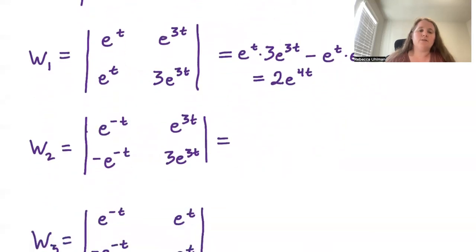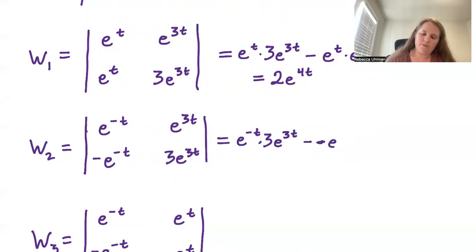The next subdeterminant, again, we have e to the negative t times 3e to the 3t, and we are subtracting off a negative e to the negative t times e to the 3t. So we are looking at 3e to the 2t plus e to the 2t, and we get 4e to the 2t.